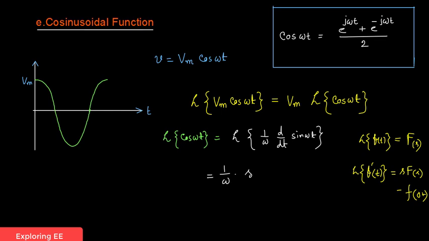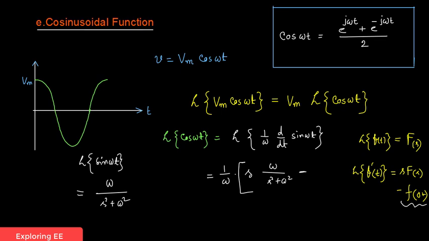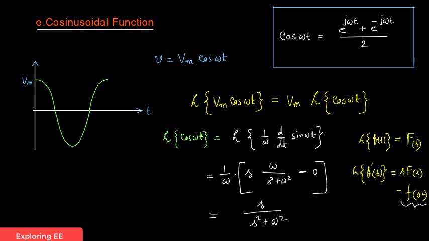F(s) is what? Because we know the Laplace transform of sin omega t is given by omega by s square plus omega square. So s times omega by s square plus omega square minus f(0), that is, f(t) is sin omega t, so at t equal to 0 it will be 0. So the answer is simple, s by s square plus omega square. So the Laplace transform of Vm cosine omega t is given by Vm times s by s square plus omega square.